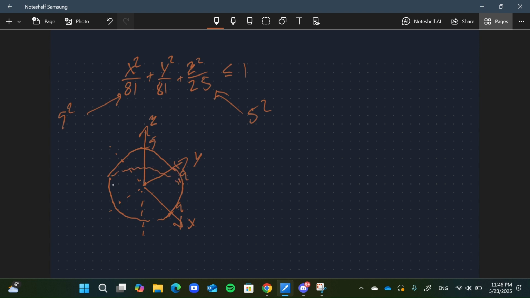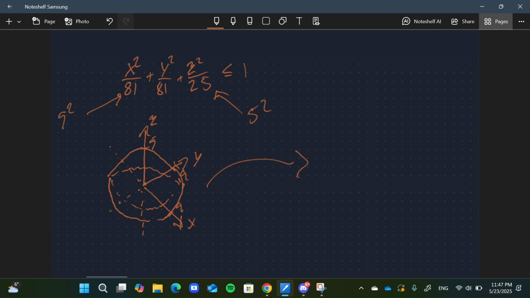Well, as you can see, I'm not the best painter in the world, but you get the point. It's an ellipsoid with its radius in the xy plane equal to 9 and the radius along the z axis equal to 5.